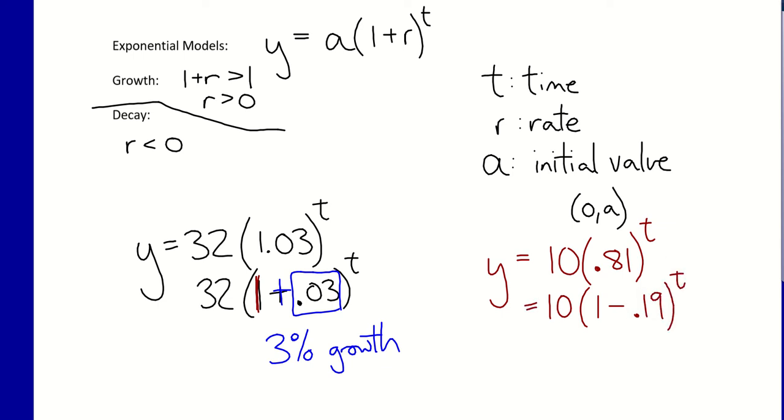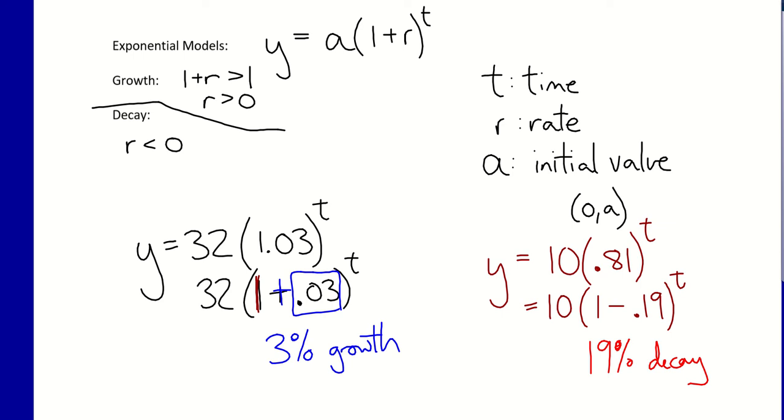And since we're subtracting, and I can see that 0.81 is less than 1, so the base is less than 1, or r is negative, I know that this is going to be decay, and it's going to be a 19% decay once I've changed the decimal into a percentage. So I would have 19% decay with an initial value of 10 units. So every year I would lose 19% of what I had there.